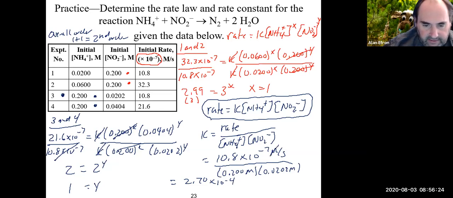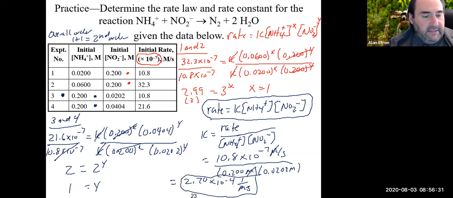Units, molarities cancel, leaves us with 1 over molar seconds, which again, if you look at those units, is the same one that we saw previously, also for a second order reaction. So as we'll talk about in the next part of the chapter, the actual units associated with the rate constant are really important. It helps you determine the order of a particular reaction. Any questions on how to figure out the rate law using experimental information, or the rate constant?